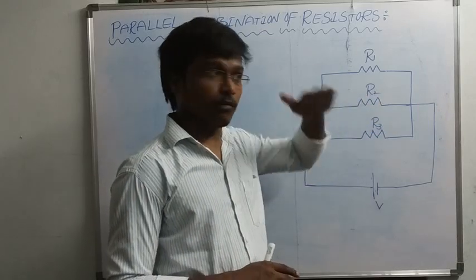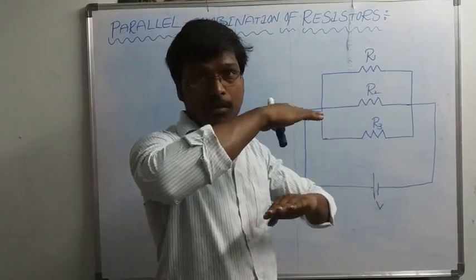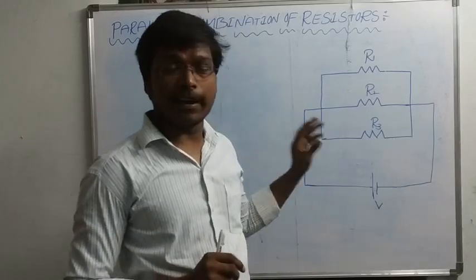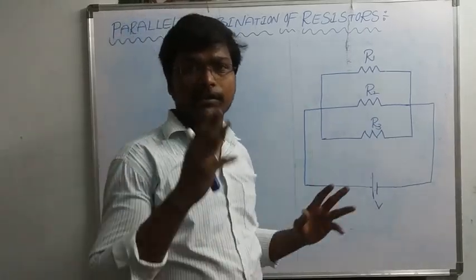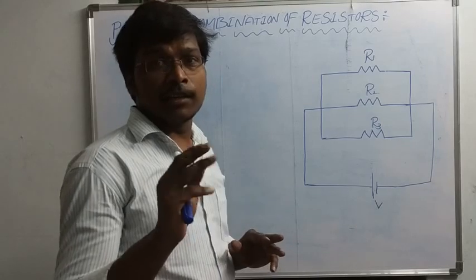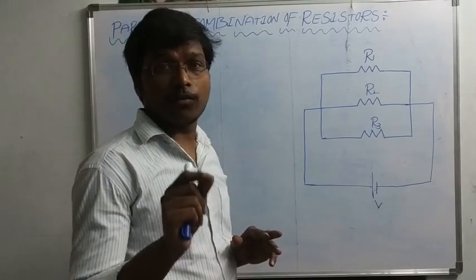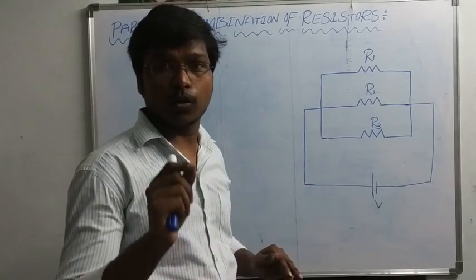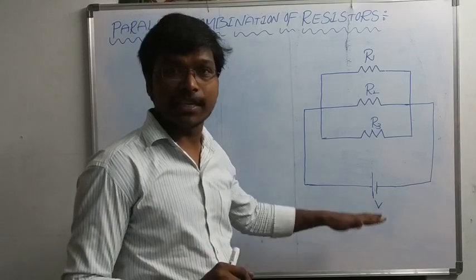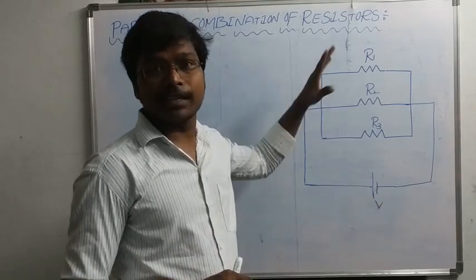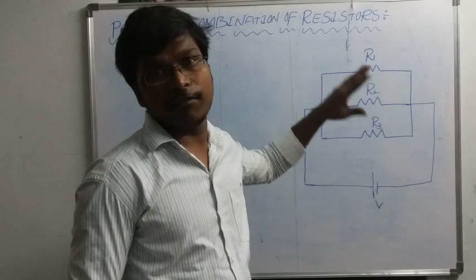Parallel means we know already, one by one. So let us consider an electrical circuit. That electrical circuit has 3 resistors and 1 battery. The resistances of the resistors are R1, R2, R3, the voltage of the battery is V, and these 3 resistors are connected in a parallel format.